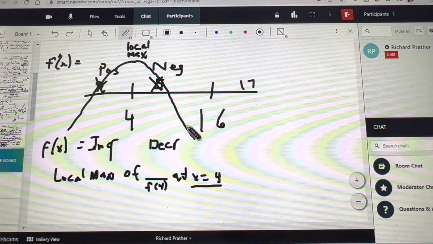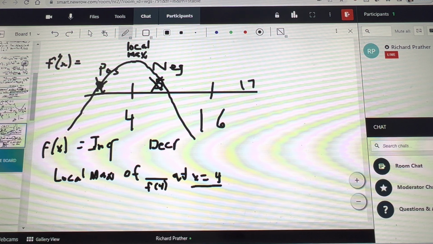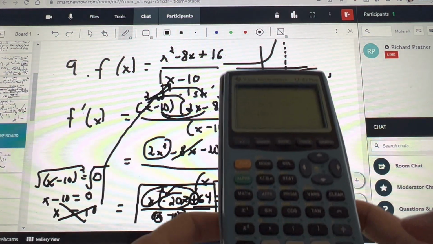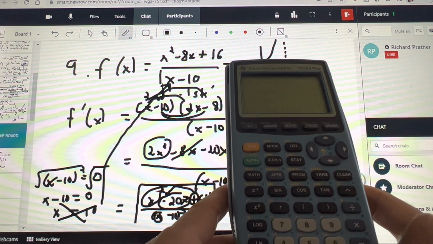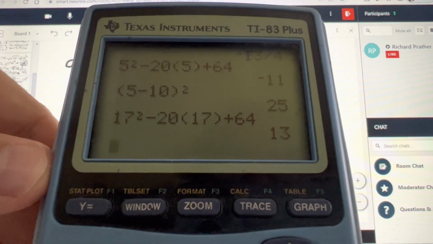Now, this could decrease and keep decreasing, then I'm done, but maybe it decreases and turns around and increases, then I've got a local minimum too. So what would f prime of 17 equal? Put 17 into the top. 17 squared minus 20 times 17 plus 64. Plugging 17 in gives me a positive this time.